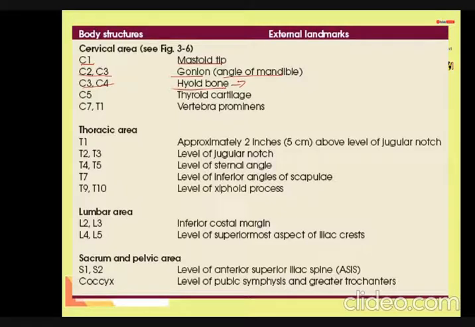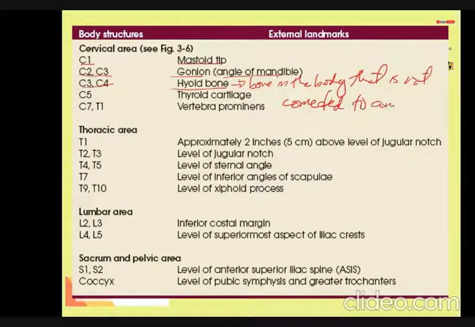This is the only bone in the body that is not connected to any other bones. The hyoid bone is the only bone that is not connected or attached to other bones.